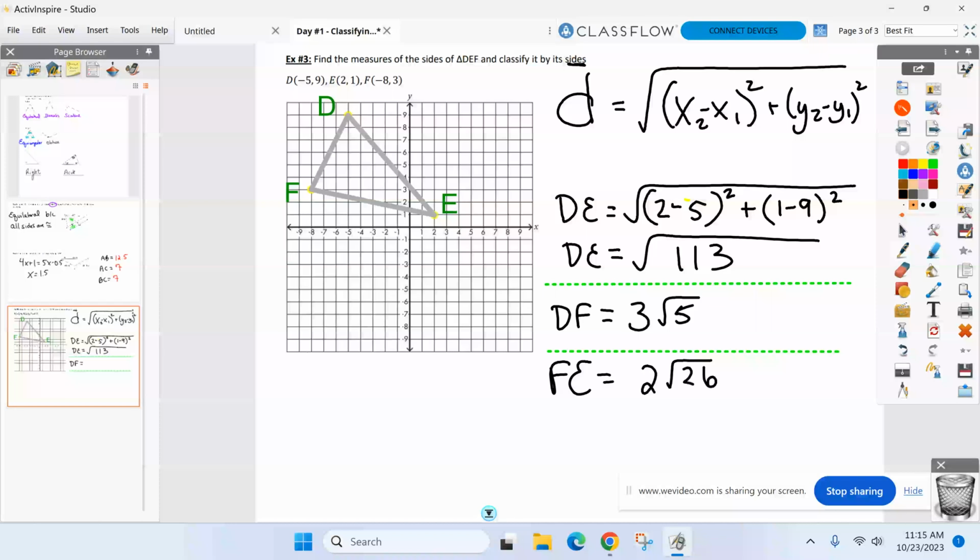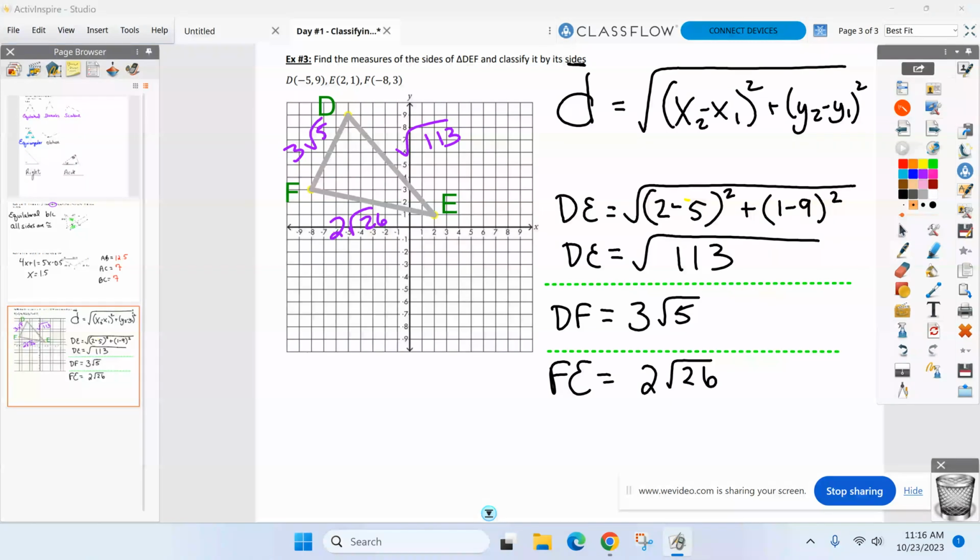All right, now we have to compare the 3 sides, right? I had DE is square root of 113. DF is 3 radical 5. And FE 2 radical 26. Are any of the sides the same? No, and hey, even if you're concerned, you're like, well, maybe square root of 113 is equal to one of these two. Your calculator gives you the decimal version of all 3. So look at your calculator, look at the decimals, and you'll notice all 3 decimals are considerably different. So none of the sides are the same.